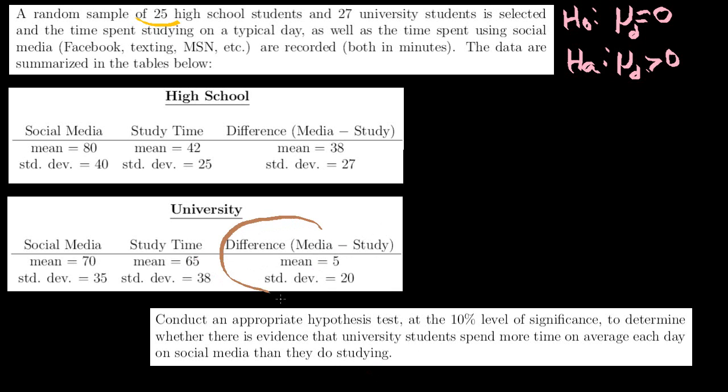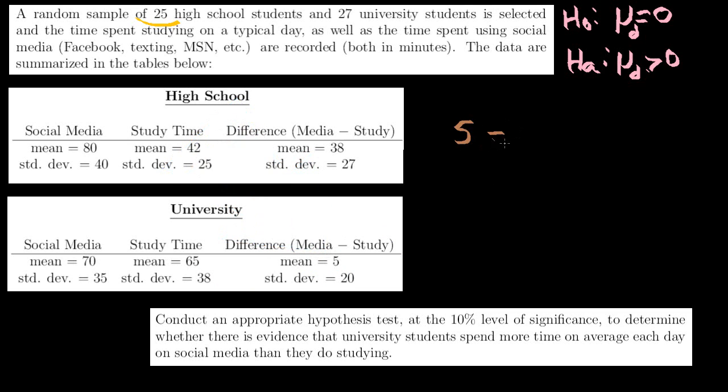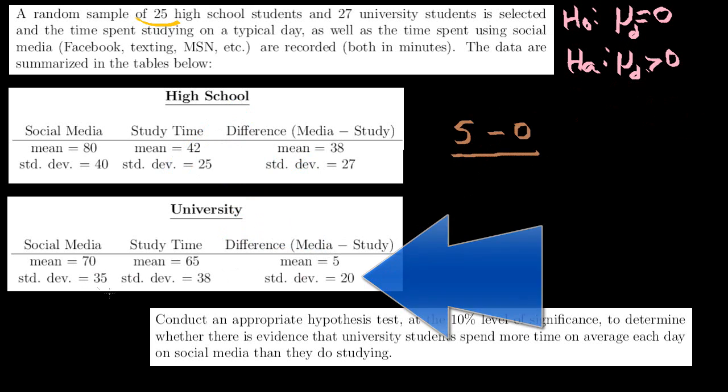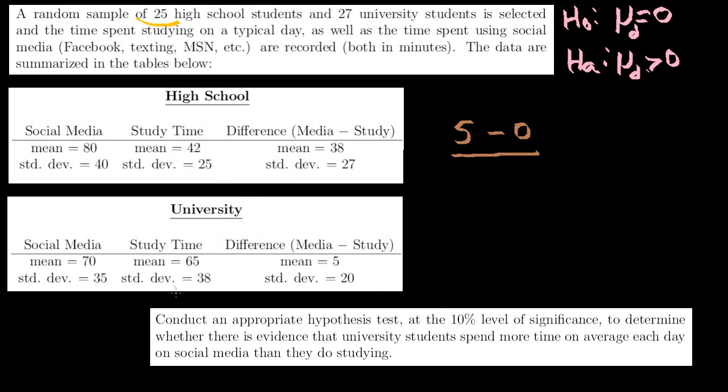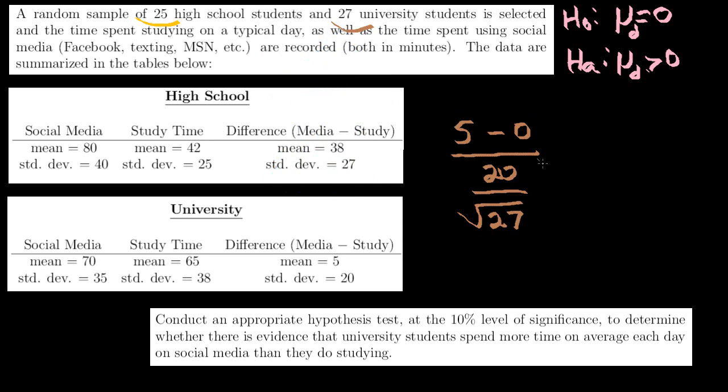Now to answer this question, we're going to be using the difference data here of the university section. The mean of the sample we got was 5. So 5 subtract the value of the null hypothesis we're testing, which is 0, divided by the standard deviation of the sample of university students, the difference between study time and social media, which is given as being 20. Then we divide this by the square root of our sample size, which is 27. Notice it's a different number than the high school students. Doing this would give us a t-value we can use. It gives an approximate answer of 1.3.